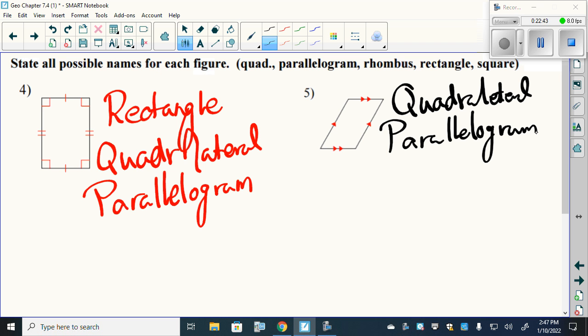It's not a rhombus because we don't know anything about the side lengths. We know that the opposite sides are congruent and the opposite angles are congruent because it's a parallelogram. But a rhombus would mean all four sides are the same. It could be that all four sides are the same, but since we are not told that, we can't assume it to be true.